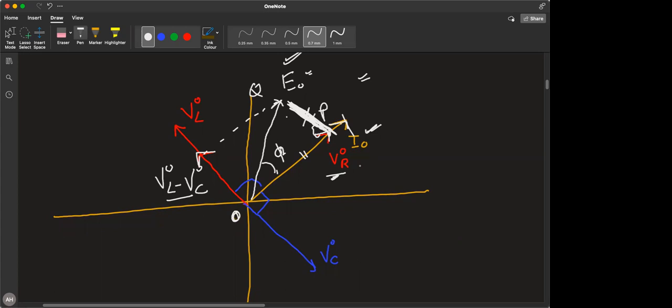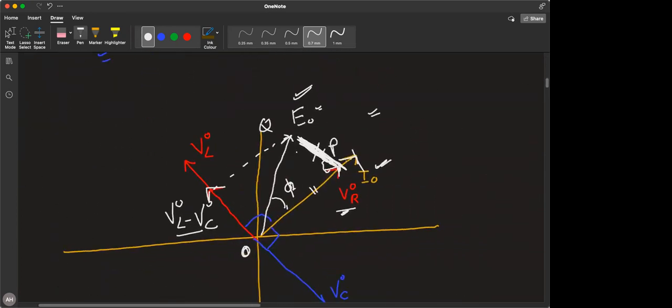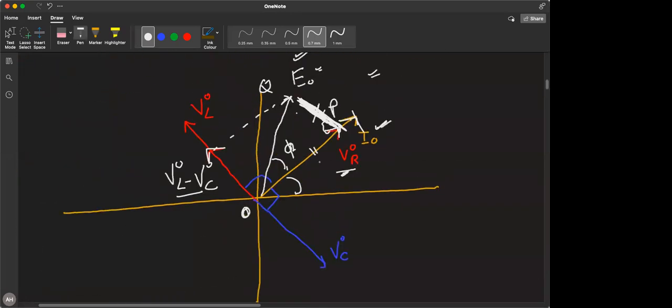Yes. See, voltage is usually a scalar quantity, right? But due to the phase difference between the voltage across the resistor, inductor, and capacitor, they follow vector rules of addition. That's why I'm considering them as vectors. The first quantity is current I naught. I draw the phasor diagram using the equation I is I naught sine omega t. So I take the peak value as I naught. The phase difference is omega t. The voltage across the resistor is in the same phase, so I take it in the same phase. The inductor is leading by pi by 2, so I take it to lead by pi by 2, and the capacitor is lagging by pi by 2.